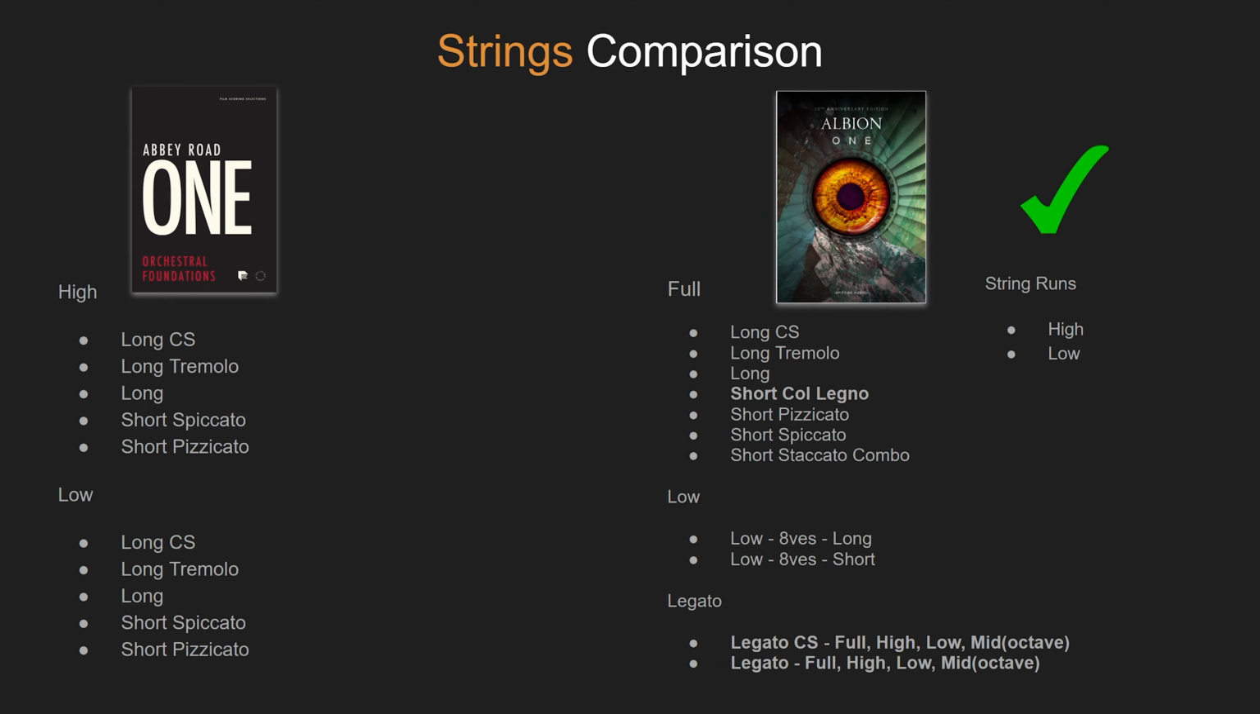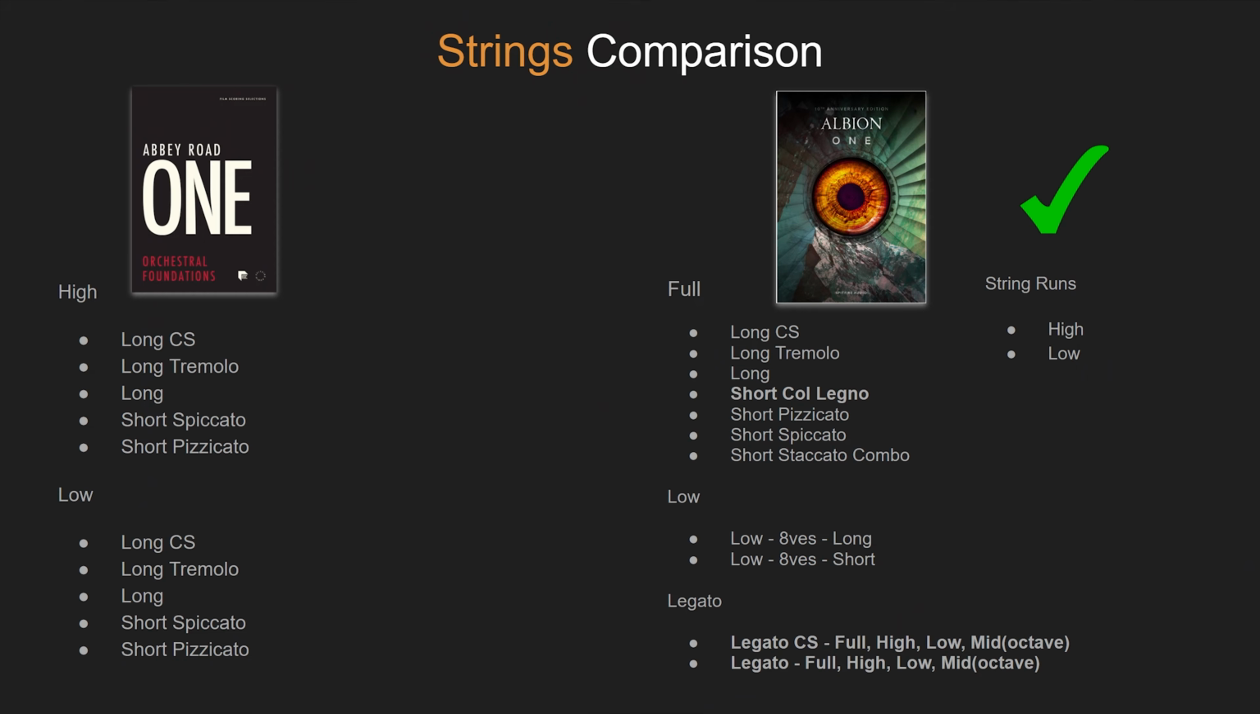I know, everyone's been talking about this over and over again, that Abbey Road Studio One does not come with legato, and that actually was a big thing where people were just deciding that it wasn't for them because it was missing that piece for an ensemble patch or an ensemble library. So that is definitely a consideration. The other thing that Albion One outshines Abbey Road One in, in my mind, it's very slight, is that it also has string runs, if that's important to you.